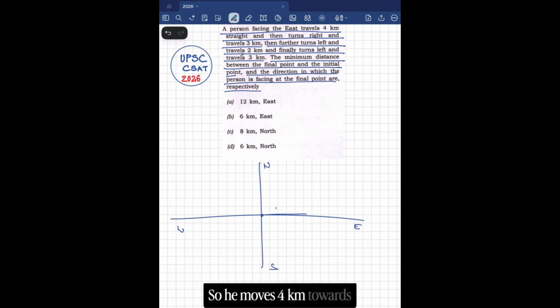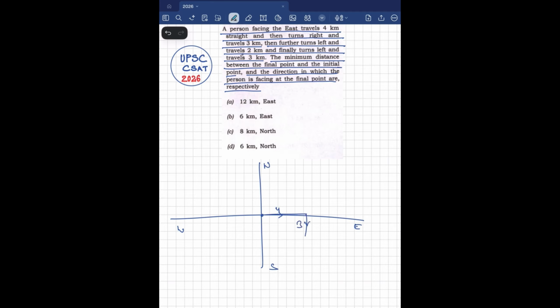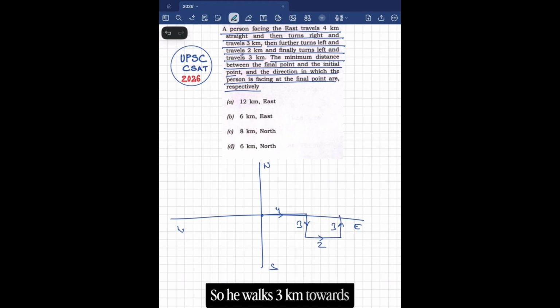So he moves 4 kilometers towards the east. Now he turns right. So right from east is towards the south and walks 3 kilometers. So he walks 3 kilometers towards the south. Now he turns left and walks 2 kilometers. So left from south is towards east. So he walks 2 kilometers towards east. Now he finally turns towards his left and walks 3 kilometers. So left from east is towards the north. So he walks 3 kilometers towards the north.